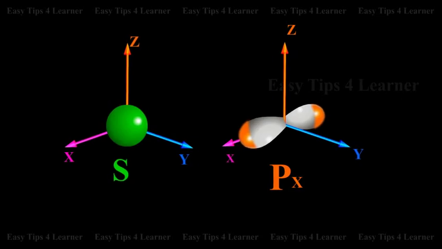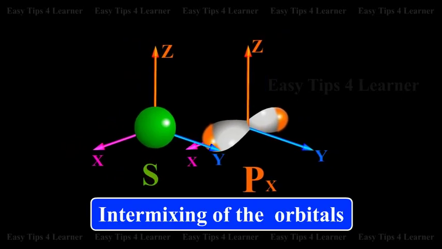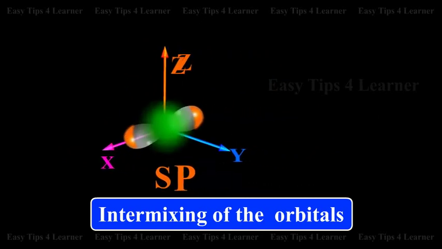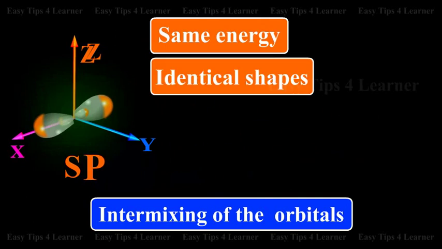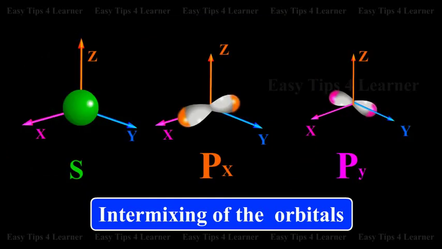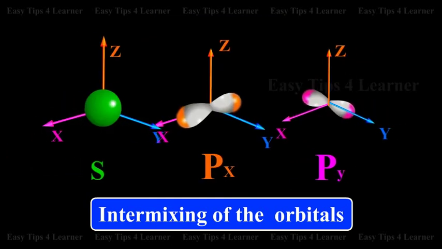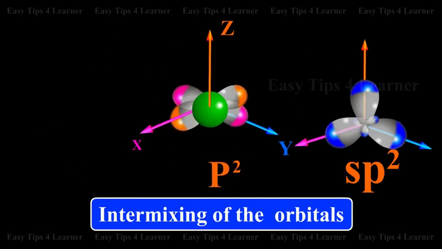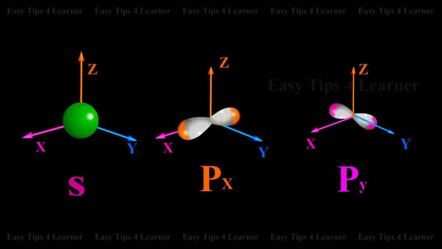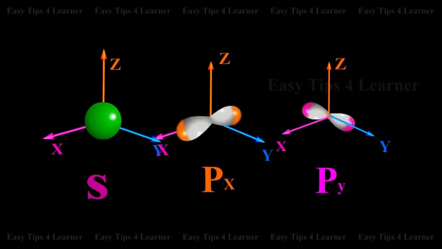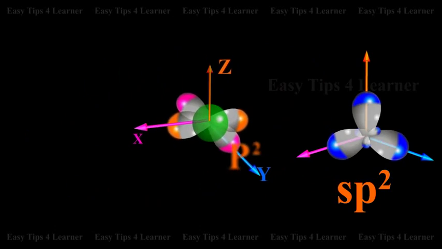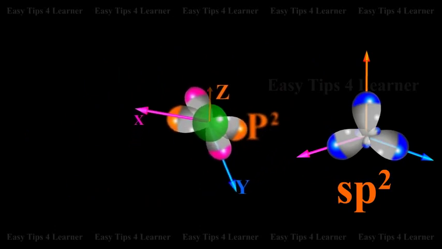Hybridization is the concept of intermixing of the orbitals of an atom having nearly the same energy to give exactly equivalent orbitals with the same energy, identical shapes, and symmetrical orientations in space. The new equivalent orbitals formed are known as hybrid orbitals or hybridized orbitals. For example, one s orbital and two p orbitals are mixed to form three sp2 hybridized orbitals, which are directed towards the corners of a triangle.